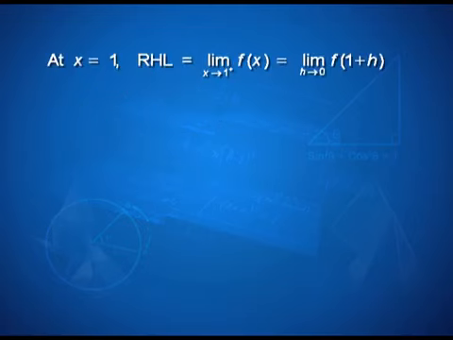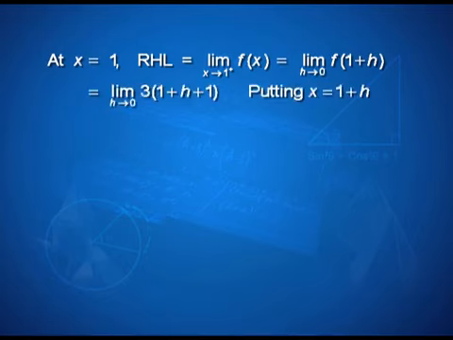Now at x is equal to 1, right hand limit is equal to limit f of x as x tends to 1 positive is equal to limit of f of (1 plus h) as h tends to 0 is equal to limit of 3 into (1 plus h plus 1) as h tends to 0 is equal to 3 into (1 plus 0 plus 1), that is equal to 6.